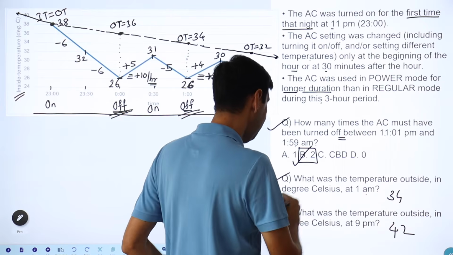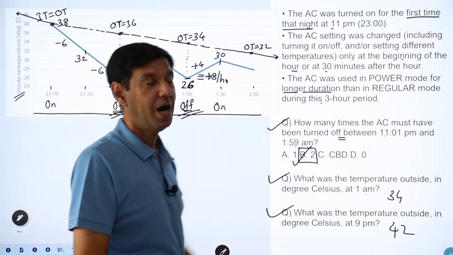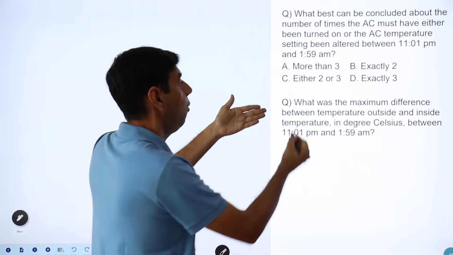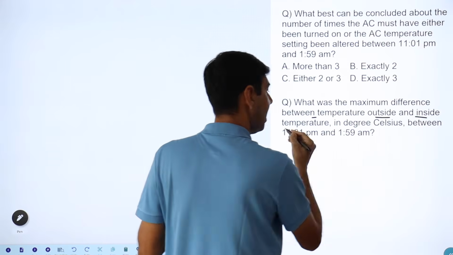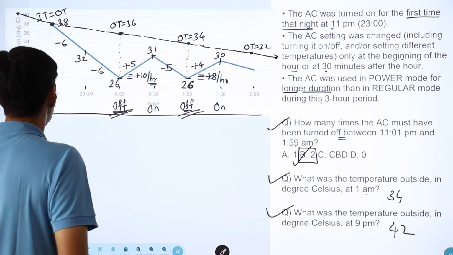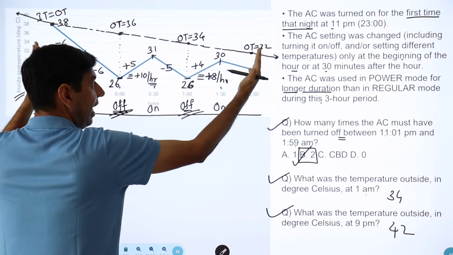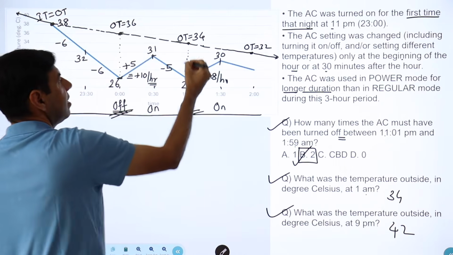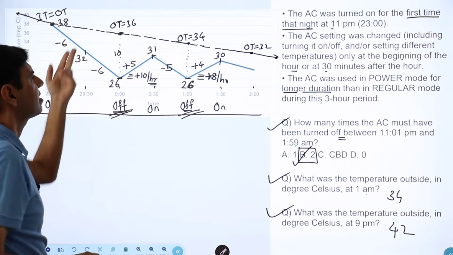Do you see, even if you would have done half the set, and you would not even have worried about the power or regular mode, you could have done this. In fact, one more question. What was the maximum difference between the temperature outside and the inside? Between 11:1 and 1:59. So we are not worried about 11 and 2. We are worried about skip the ends. Just look at inside. So here the difference is 10. Here the difference is 8, here it's short, here it's small. So this 10 is going to be the maximum difference, no?